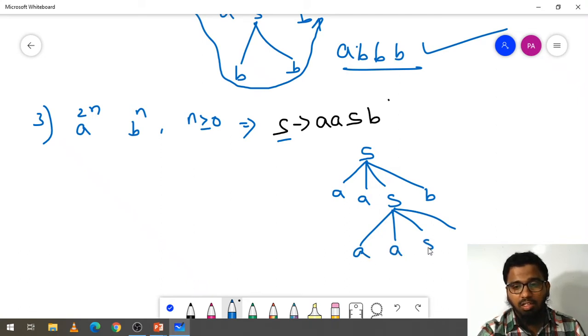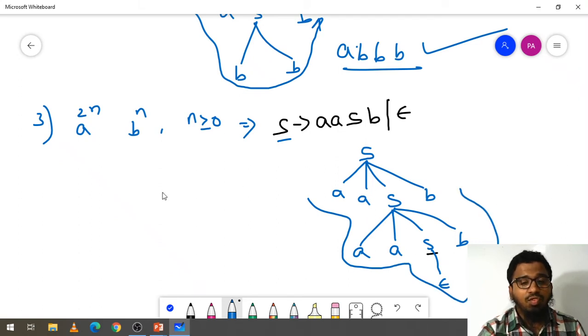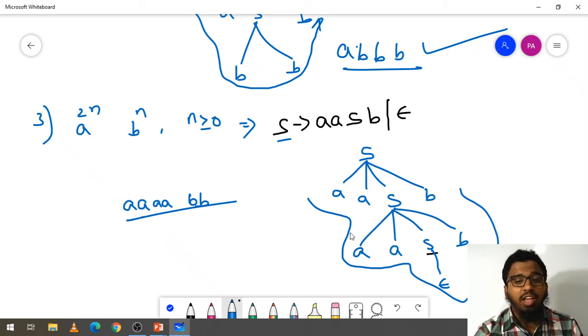A, A, S, B. A, A, S, B. S is non-terminal. Non-terminal means it will not end. Because of that, we need to add epsilon to stop this tree. To stop this tree, we need the epsilon. So what is the answer for this? A, A, B. So this is the answer for this equation.